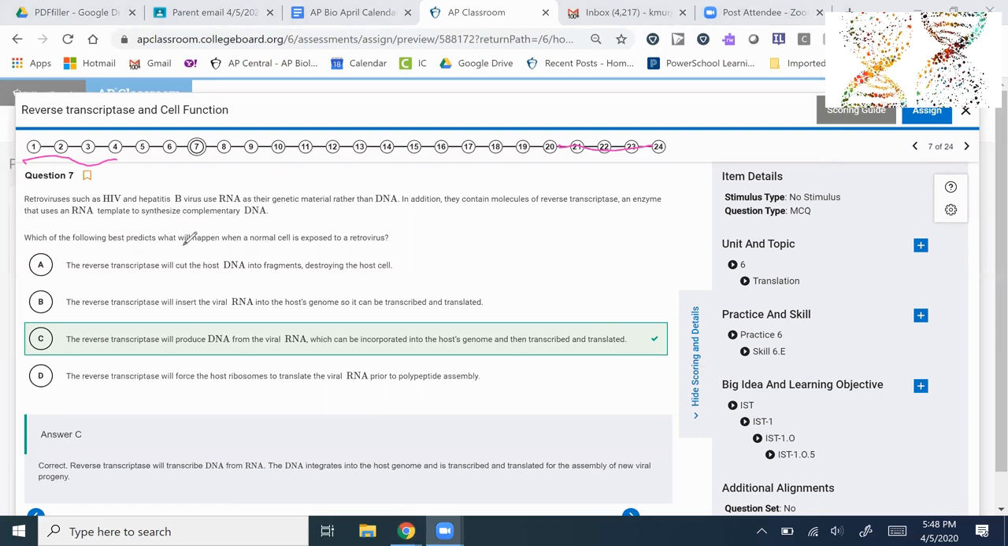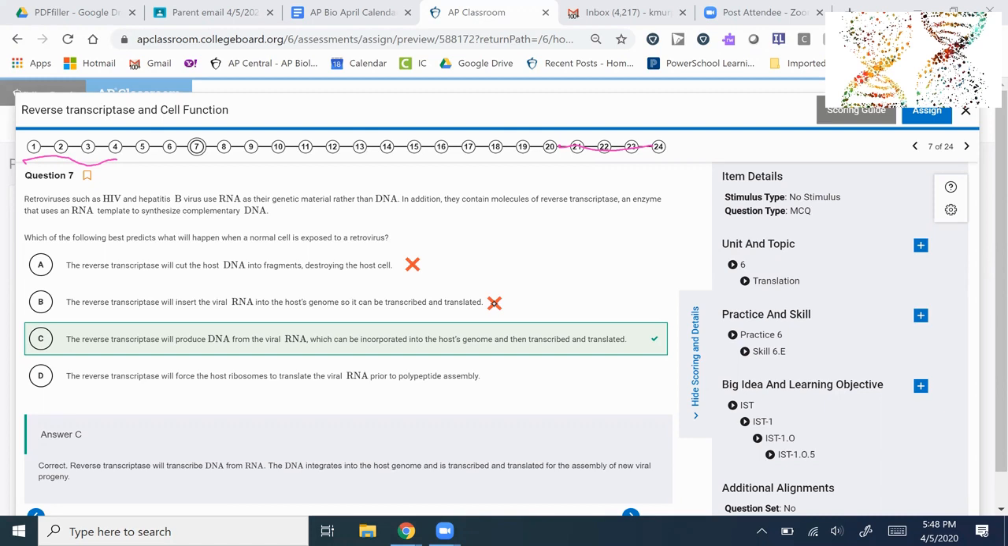All right, if you know what a retrovirus does, you know that that does not happen. If you know generally how this happens, you would be able to rule that out. B, the reverse transcriptase will insert viral RNA into the host genome so it can be transcribed and translated. Remember, it violates the central dogma because it's a retrovirus, so that's kind of close, but it's not going to be that because it goes from RNA to DNA.